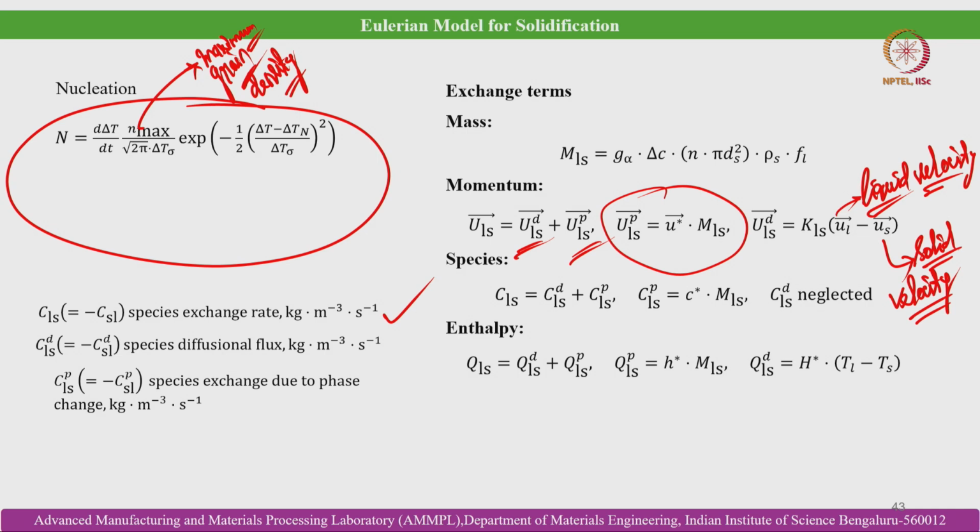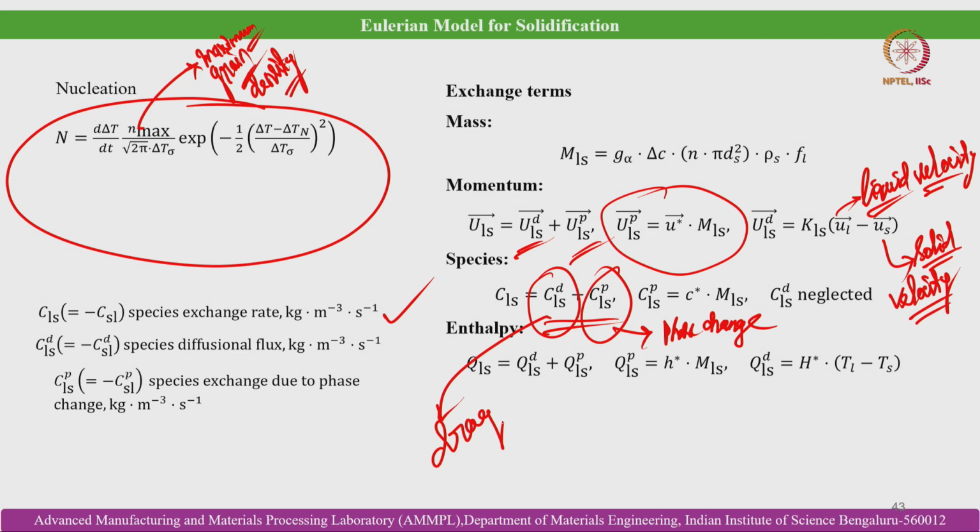Similarly for species, CLS is equal to the summation of CLSD plus CLSP. This one is because of the drag between the solid and liquid phases, and this one is because of the phase change. So, CLSP is equal to C asterisk MLS, and CLSD, the source term for species due to the drag between liquid and solid phases, is neglected in the model to enhance simplicity.